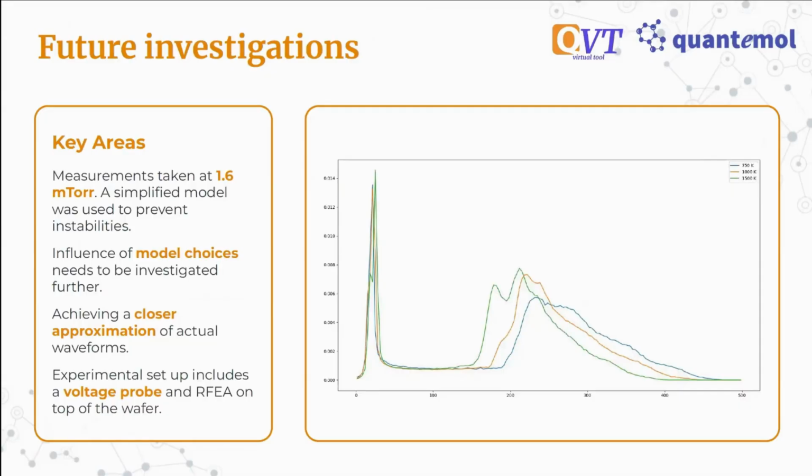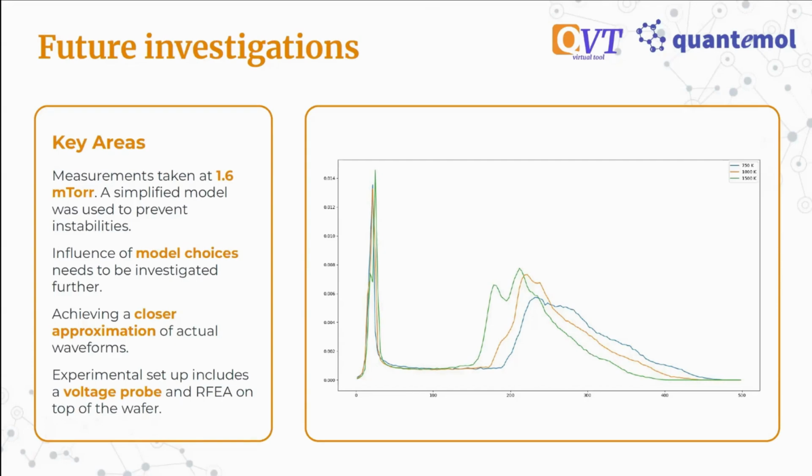Another thing we looked at is that the measurements were taken at 1.6 millitorr, which is very low for fluid models. So we actually ran it with a simplified model, because at these low pressures you can more easily get instabilities. To prevent this, we ran a simplified model. For example, one thing that in my experience can go a bit haywire at these low pressures is gas heating. So we turned this off and just ran at a constant gas temperature. And then we simply checked how the gas temperature actually impacts the IDF. And again, we see it leads rather to a shift of the ion energy distribution functions than to a change in the shape.